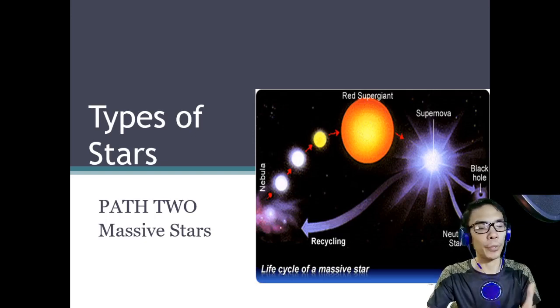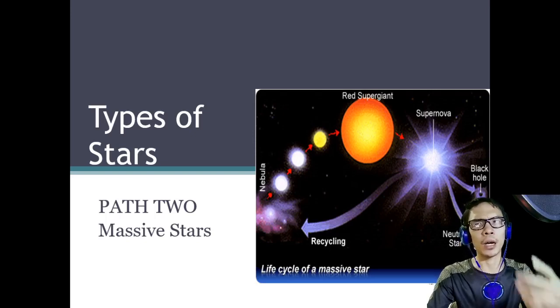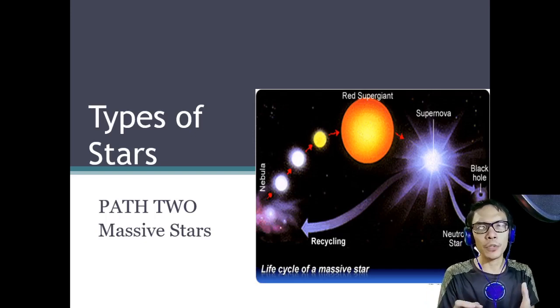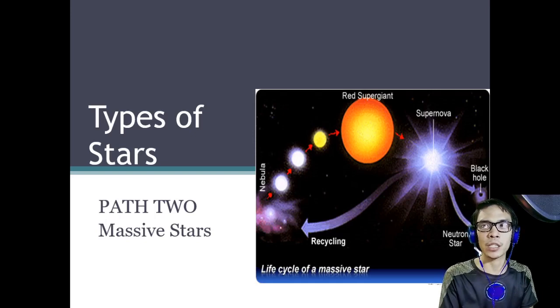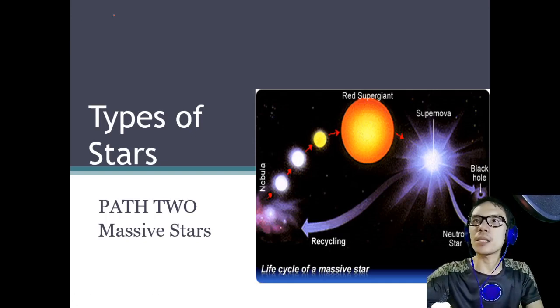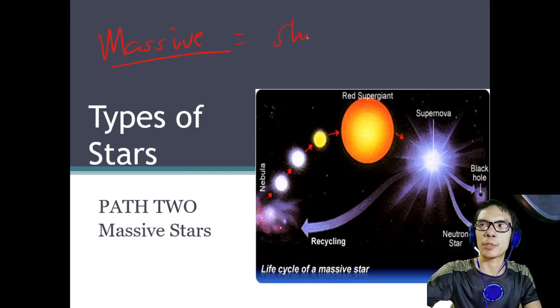Alright, so let's go now to path number 2, which is the massive stars. What makes these massive stars different from normal or average stars? They have greater mass. Some of them shine brightly, and once they shine brightly, they have a temperature that is far greater than the average stars. Basically, those are the characteristics of massive stars. And one sad truth about massive stars is they have a shorter lifespan.